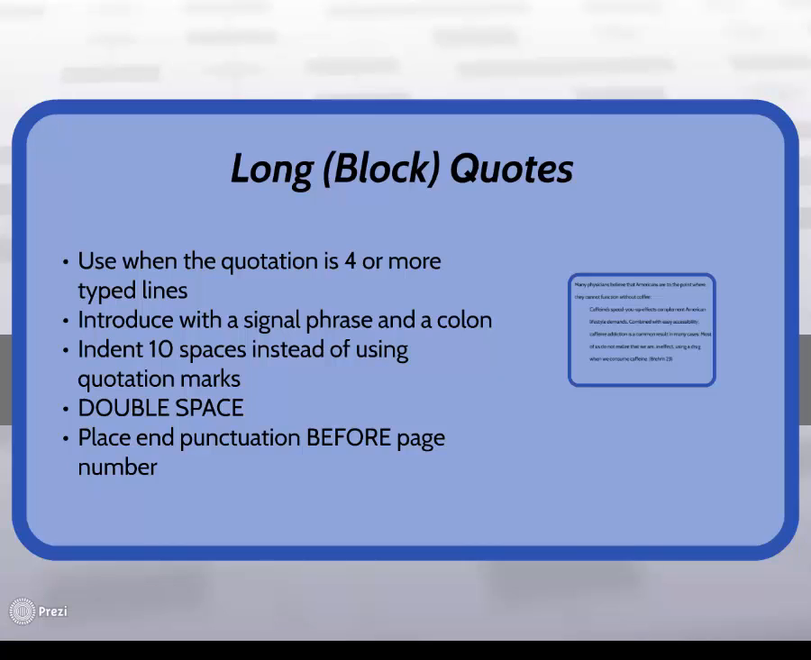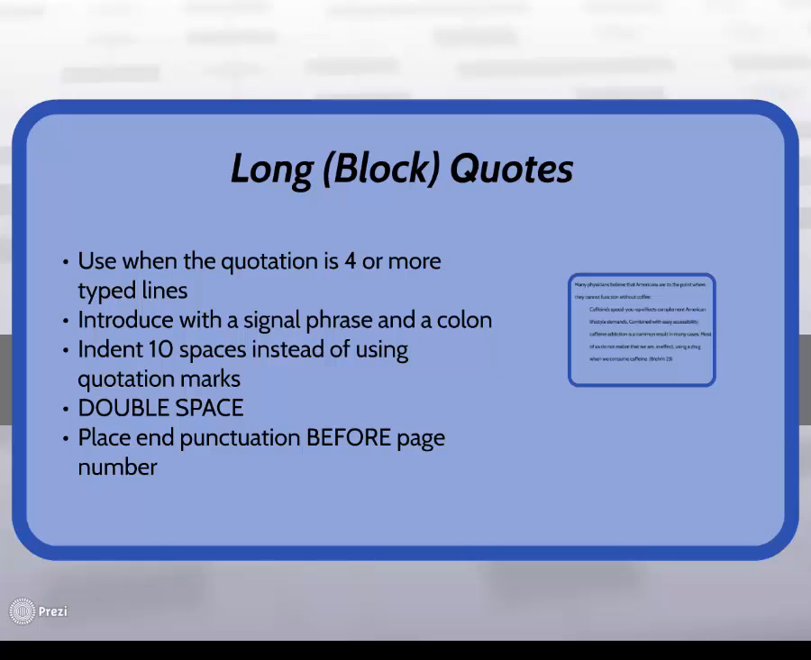Long or block quotes are when you have more than 4 typed lines. So brief quotes, you just quote them as we've been talking about. When it's less than 4 lines, when it's more than 4 lines, what you do is called a block quote, and you introduce it still with the signal phrase, but in this case, you're going to end the sentence right before the quote with a colon, and that sentence needs to be a complete sentence.